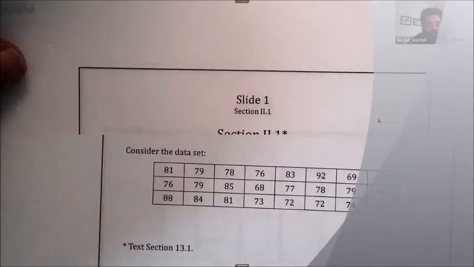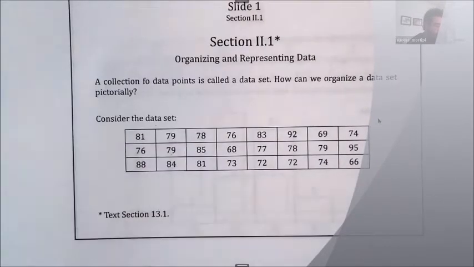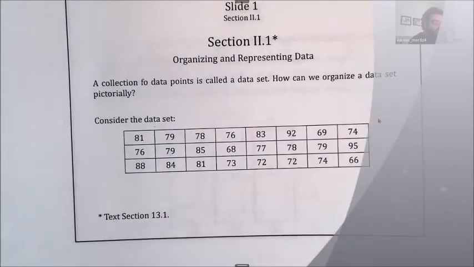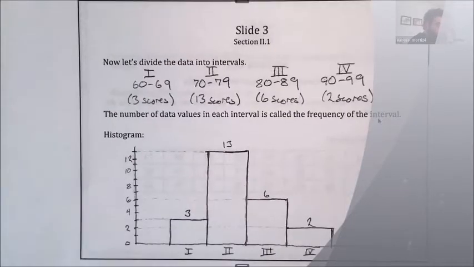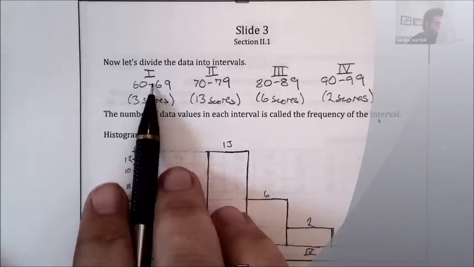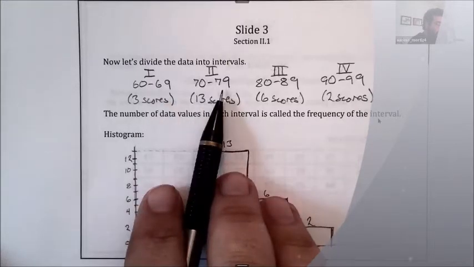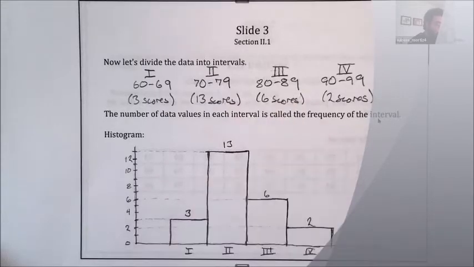24 scores. You might think of these as representing test scores or something. And when we drew a histogram and a line graph of that data, we divided it up into 4 intervals. Interval 1 was 60 to 69, 2 was 70 to 79, 3 was 80 to 89, 4 was 90 to 99. And we use this to draw the histogram.